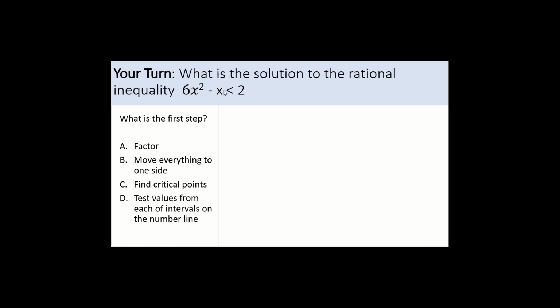Alright, our first step is going to be to move everything to one side. So we're going to start by subtracting 2 from both sides, so that we'll have 0 on the right. And on the left, that 2 doesn't combine with anything. So we'll have 6x squared minus x minus 2 is less than 0. This time it's not less than or equal to, it's just less than.